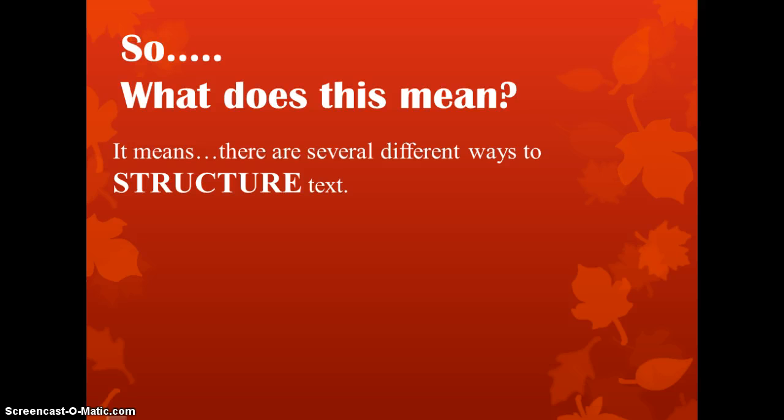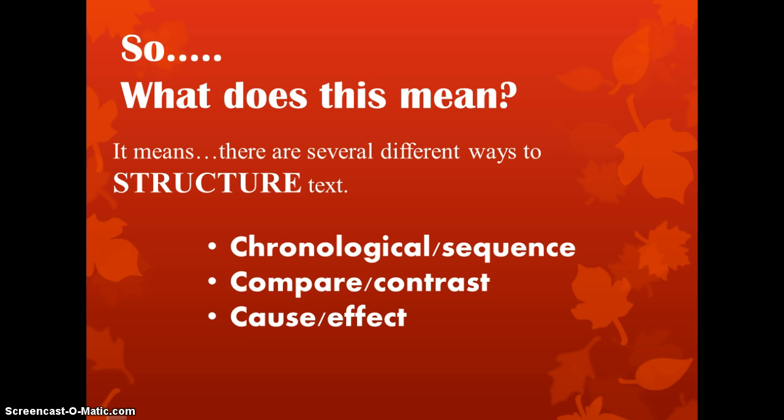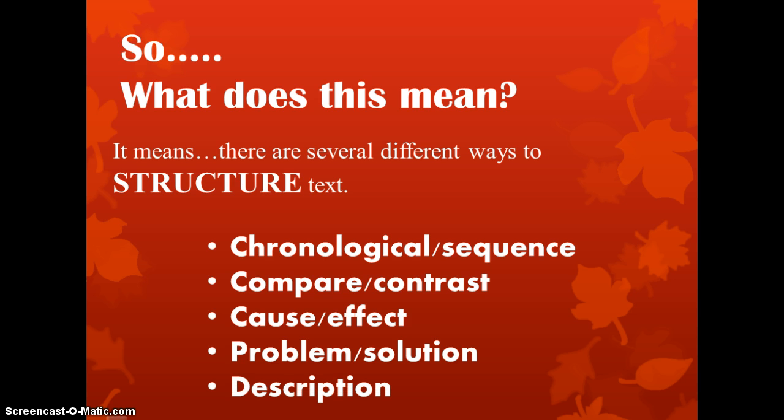We're not going to go over all these pieces today, but we're going to just list them right now. We have chronological and sequence, comparing and contrasting, cause and effect, problem and solution, and lastly, we have description or descriptive writing. Each one of these structures is used for a different reason.